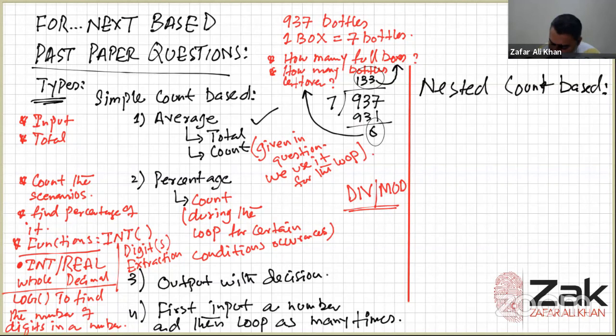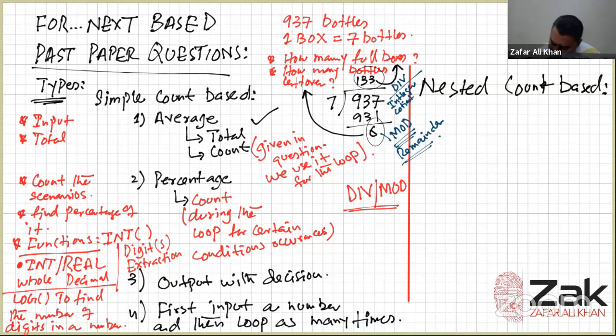So this can be found by using the div function. Div function tells us about integer quotient. Whereas this can be found with the help of the mod function. Mod is remainder. We might have such type of question which requires us to divide.